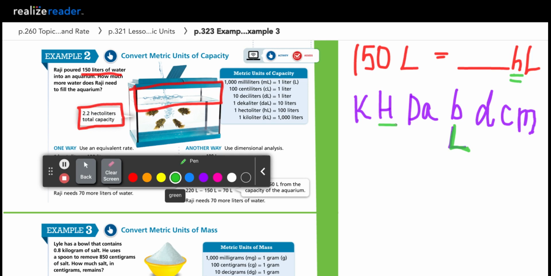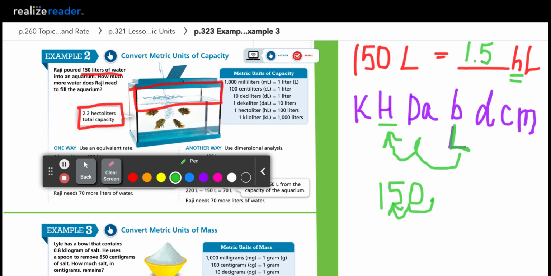So how many times am I going to have to move my decimal point, and in what direction? Once, twice to the left. So if I had 150 liters, that decimal point's at the end. It's hidden even though we don't see it. It's there. And I'm going to move my decimal point twice to the left. Once, twice. So 150 liters is equal to 1.5 hectoliters. Now, that doesn't answer the question though. Yes, we converted these units, but now we have to answer the question. It says, how much more water does Raji need to fill the aquarium?